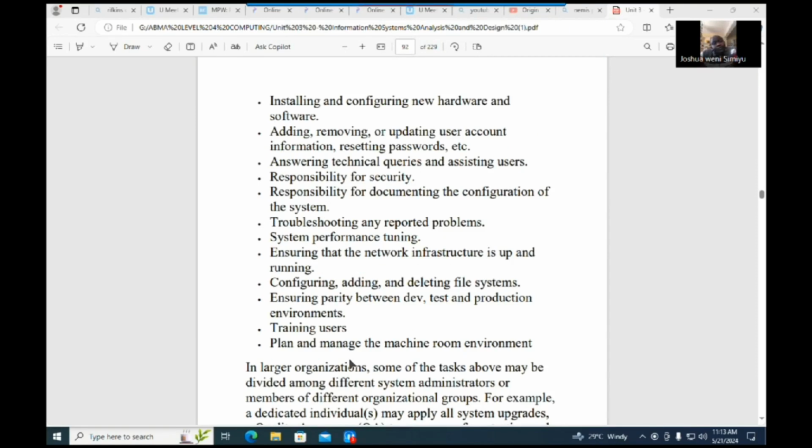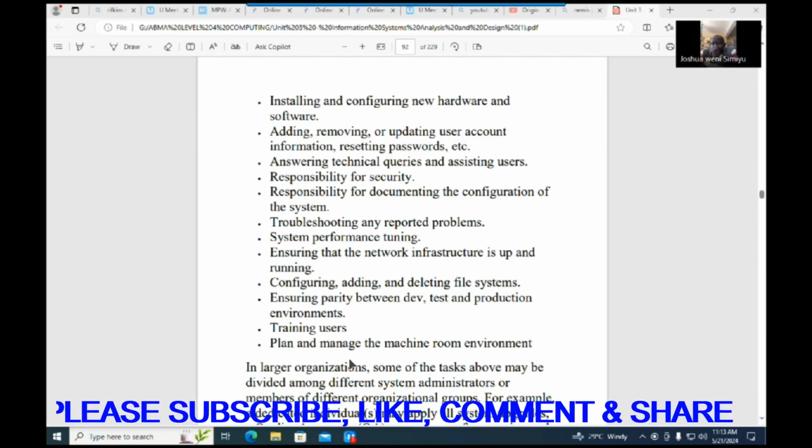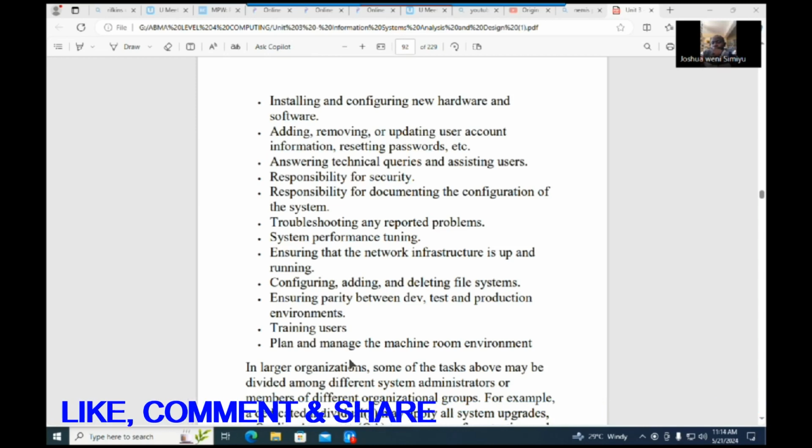He will be adding, removing, and updating some user account information. For example, it is the system administrator's job to reset your password when you forget the password to your account. It is the administrator's duty to actually reset your password. So he's in charge of adding, maybe removing, and also updating some user account information.